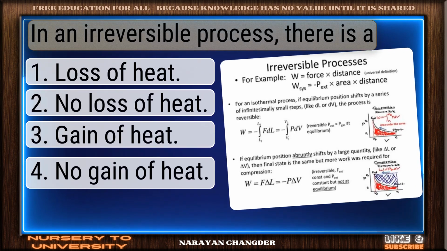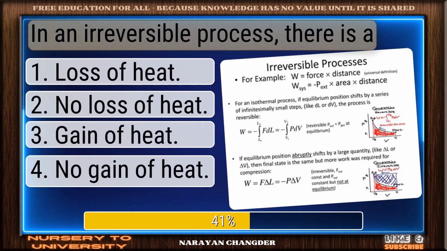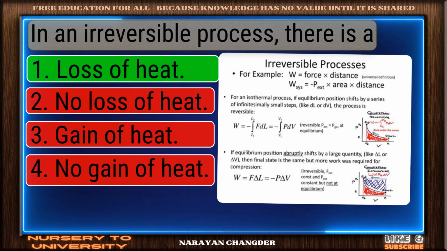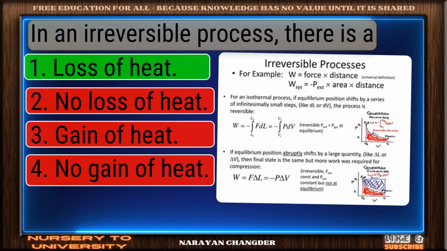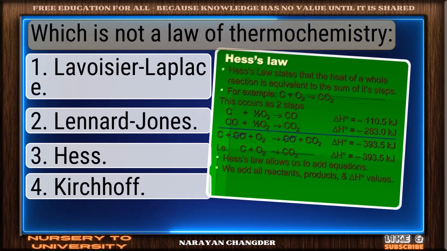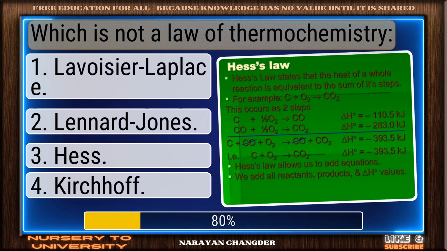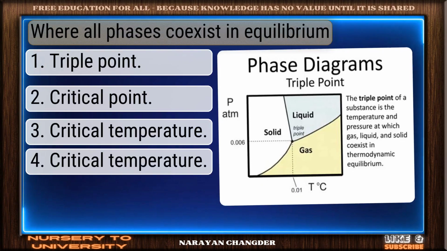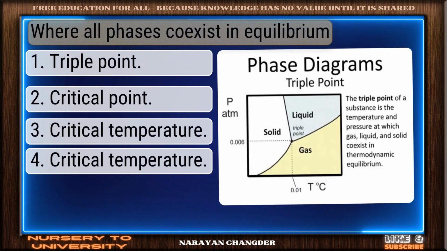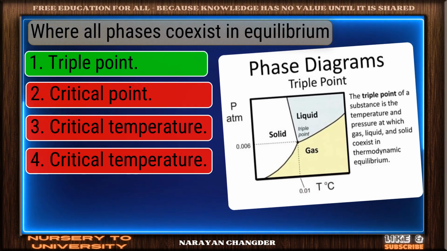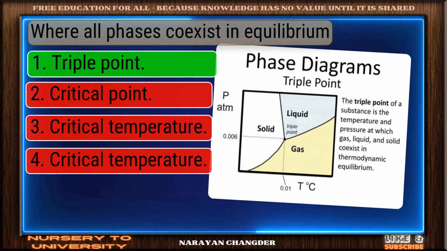In an irreversible process, there is a. Well reasoned. Loss of heat is the correct choice, which is not a law of thermochemistry. You chose Lennard-Jones, and it is correct. Where all phases coexist in equilibrium. Nice work. You chose triple point, and it is correct.